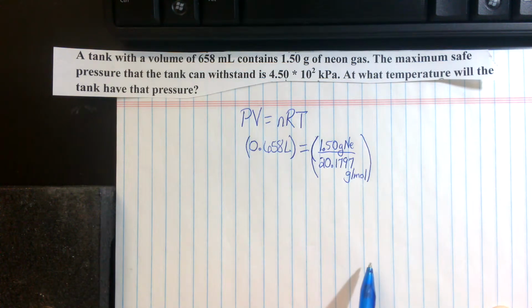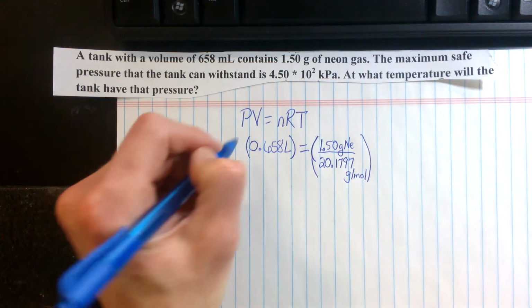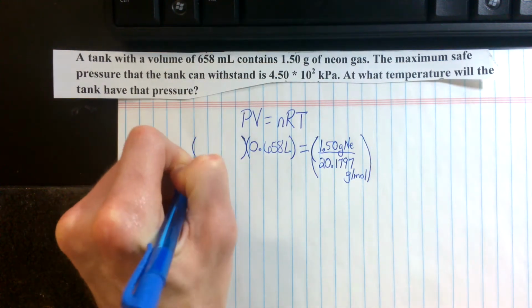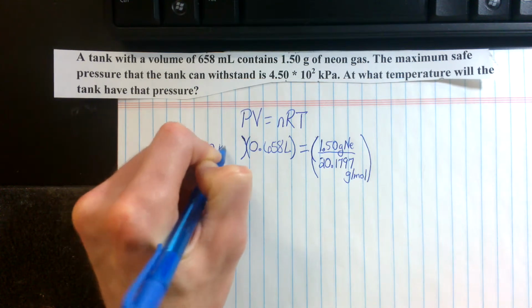Now, we have R, but let's continue to read to figure out which R constant we should use. The maximum safe pressure that the tank can withstand is 4.50 times 10 to the second kilopascals. Okay. So we can use pressure in kilopascals here in the ideal gas law, 450 kilopascals.